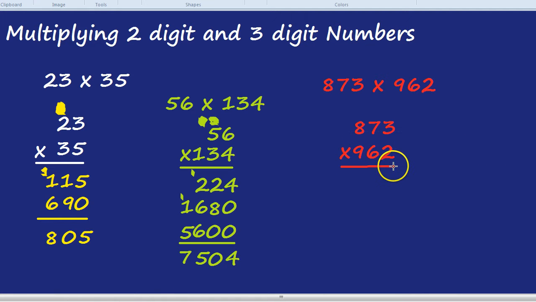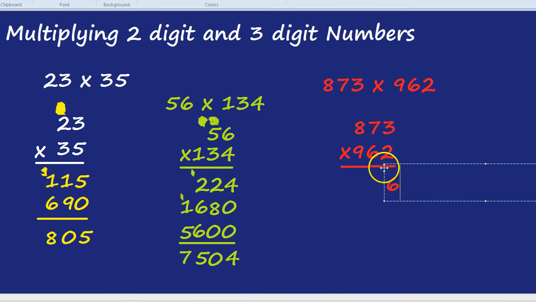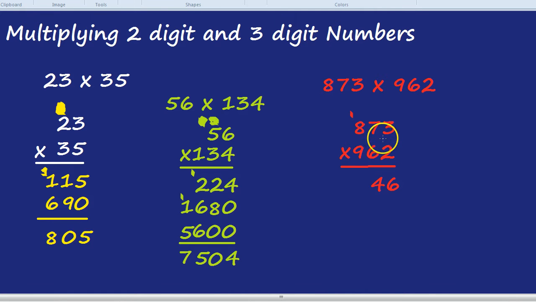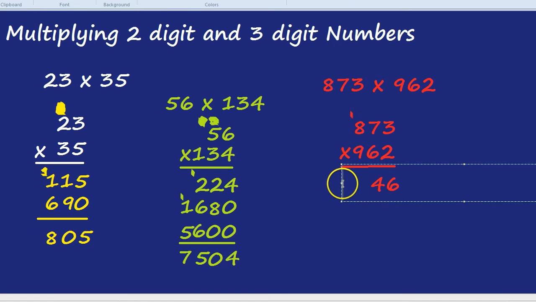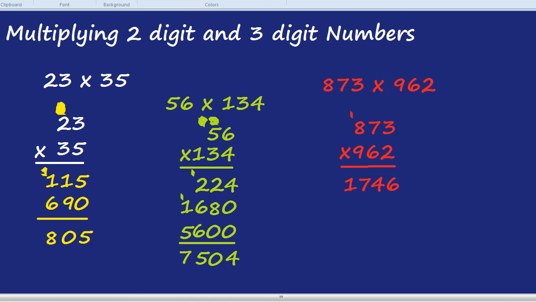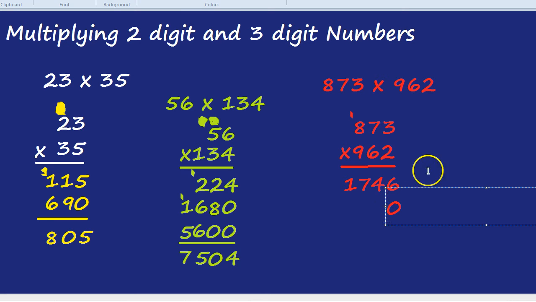Vroom, vroom, vroom. Okay, 2 times 3, 6. 2 times 7, 14. 4 goes down here, 1 goes above. 2 times 8 is 16. Add the 1 is 17. Next row always begins with a 0. So we place a 0 at the front.